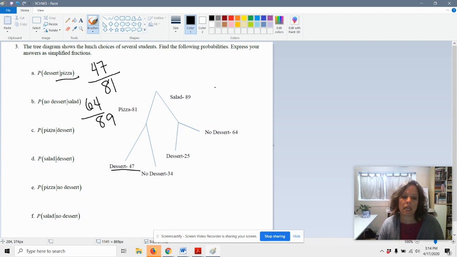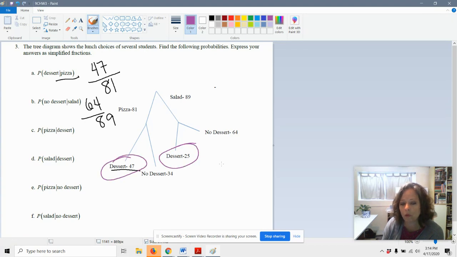Part C is asking, what's the probability of having pizza in the dessert category? Now, in these first two problems, we had a whole branch that we could just isolate. But in this problem, we just want people who had dessert, right? But those people are not on one branch. So we have to just make our own little dessert category. So here's my dessert people, right?